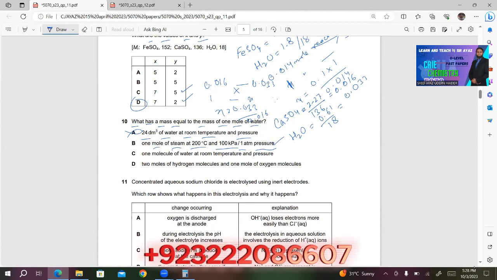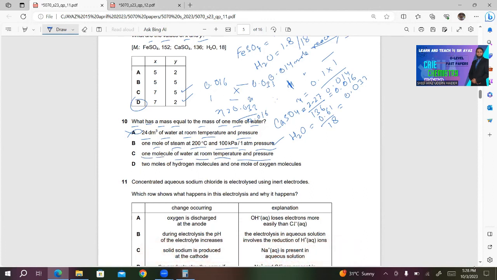For your convenience, I am reading the other statements also. C, 1 molecule of water at room temperature and pressure. This is wrong. They are saying 1 molecule, not 1 mole. So this is wrong. D, 2 moles of hydrogen molecules and 1 mole of oxygen molecule. This is also wrong. B will be the right answer.